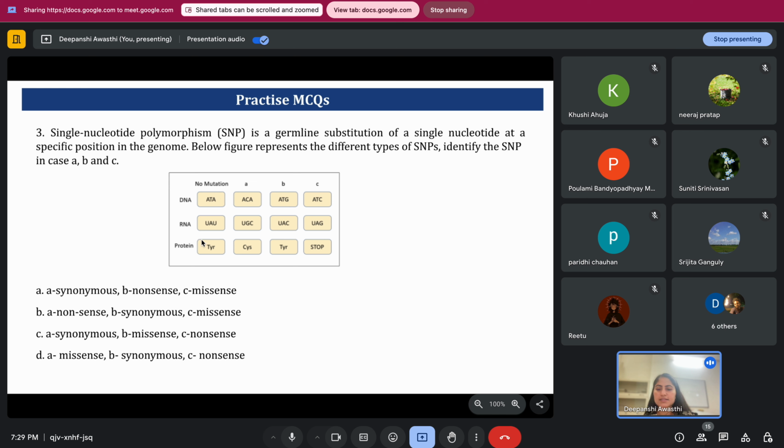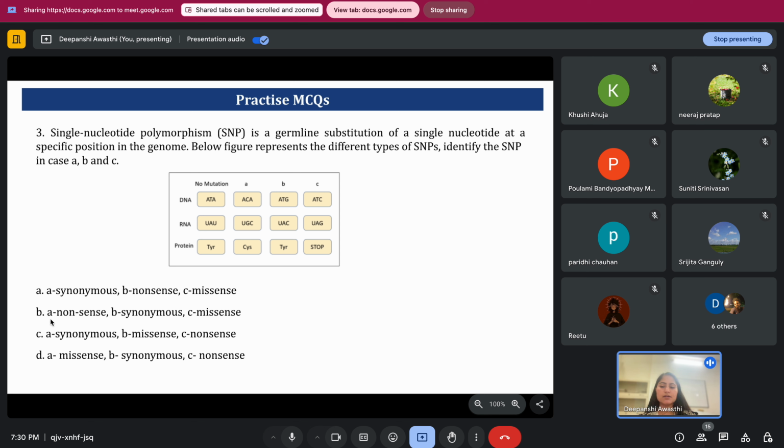This is the normal RNA sequence, normal protein which is synthesized. Now in A, B, C there are some changes, and changes at each level. So you have to tell what kind of event is undergoing in these three stages. Option A is that in A synonymous mutation is observed, in B nonsense, in C missense.